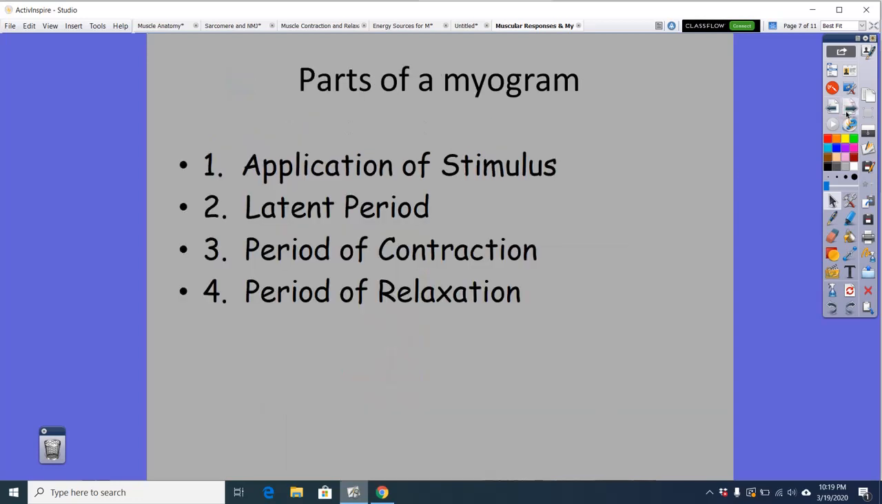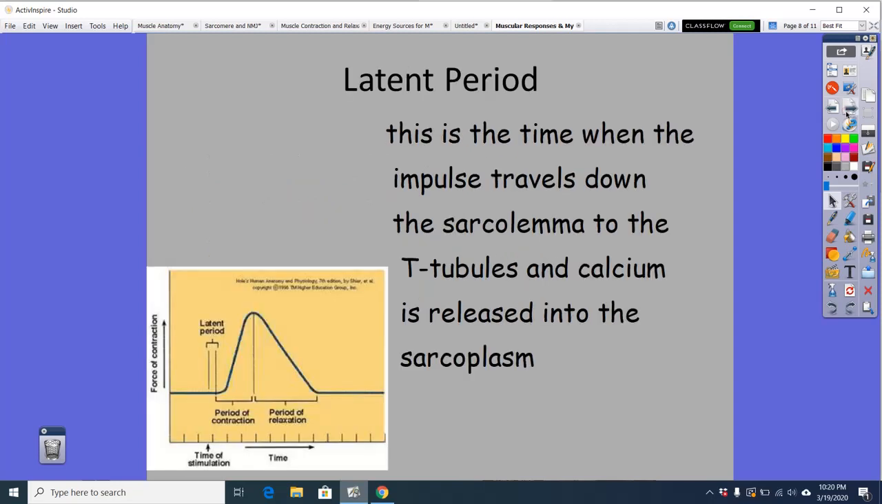The first part of a myogram has to be the application of the stimulus. If you don't have a stimulus, you don't have contraction, or you at least don't have the green light to contract. The second part is called the latent period. This is right before contraction. Then you'll have the period of contraction and the period of relaxation. Now what we'll do is go through the steps that are going to happen during the latent period, the period of contraction, and the period of relaxation, and how that relates to the notes that we did a couple days ago.